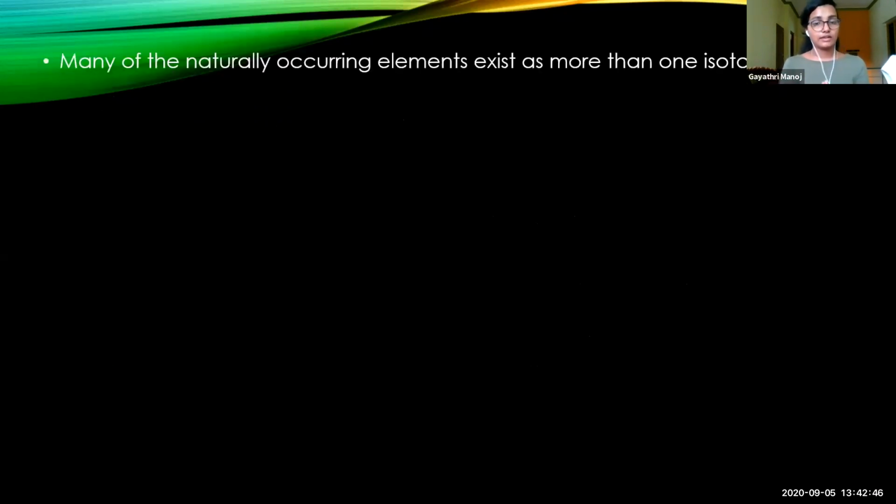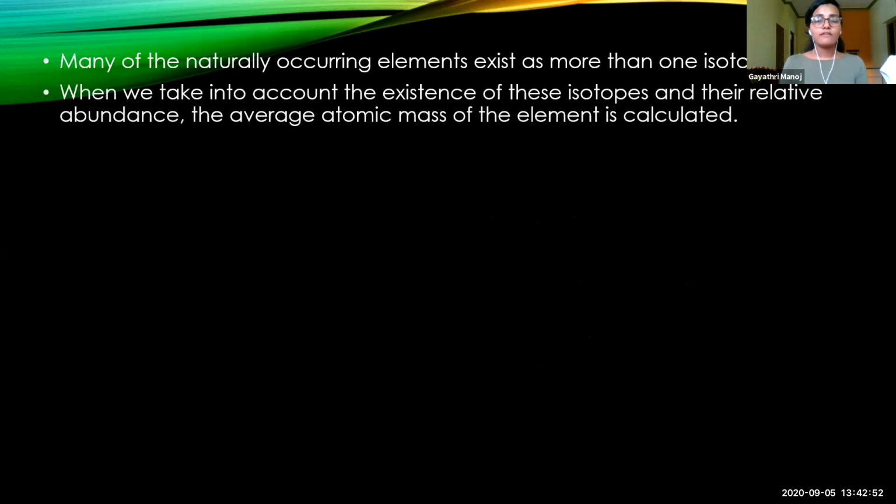Now, let's see what is average atomic mass. Naturally occurring elements exist as more than one isotope, right? So how can we find their average atomic mass? For this, we have to take care of two things, that is, the existence of these isotopes and their relative abundance. And again, what is relative abundance? It is nothing but the percentage of its occurrence in nature.